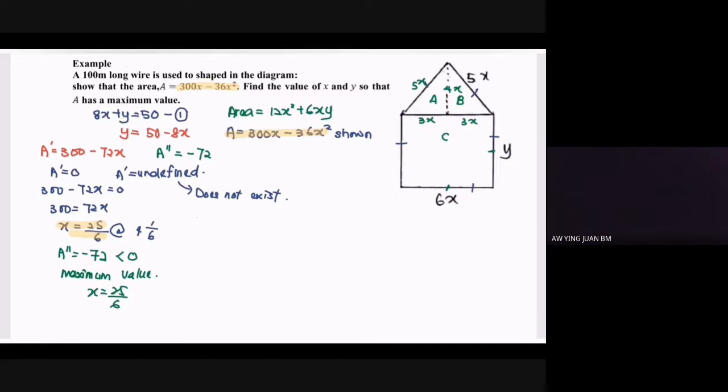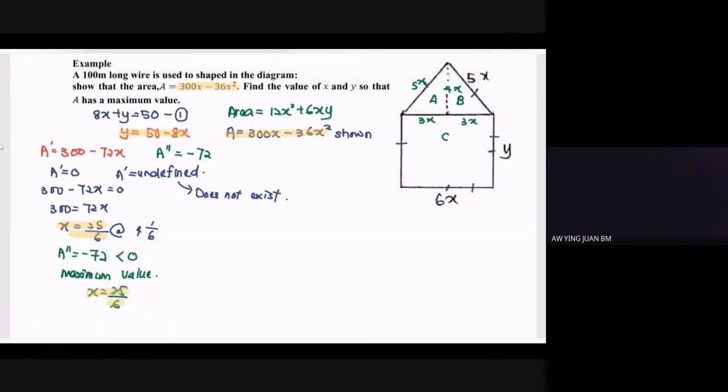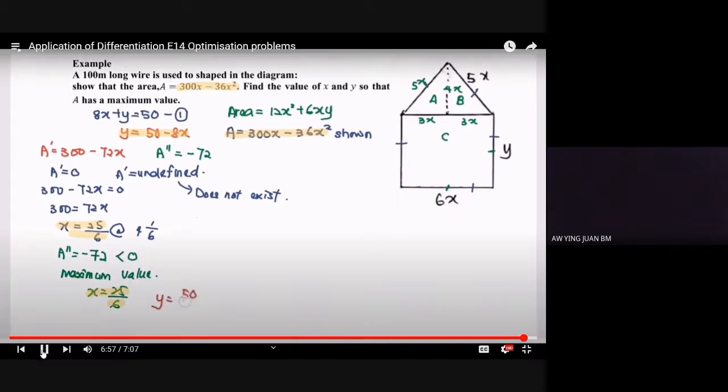The question asks us to find the value of x and y so that area has a maximum. So in here, x is equal to 25 over 6. Kindly substitute x equals to 25 over 6 into this part. With the help of the calculator, we will obtain the value of y equals to 50 over 3. So itulah situasi dia. Kalau kita tengok soalan ni pun sama, dia ulang step-step yang sama. Betul? So yang paling penting adalah permulaan dia, macam mana nak bentuk benda ini. Itu yang mustahak.